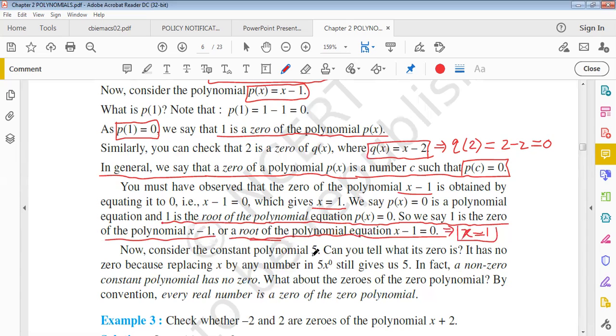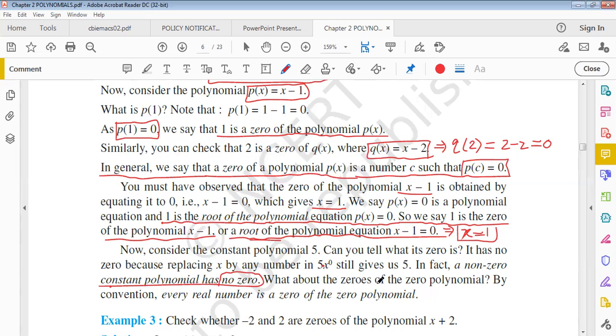Now consider the constant polynomial. Suppose कोई वैल्यू कांस्टेंट दी है, suppose 5 is there. Can you tell what is the zero of it? इसका जीरो क्या होगा? It has no zero because of replacing x by any number in it. तो इसको ऐसा लिख सकते हैं 5 into x to the power 0. Now what is the value of x to the power 0? It is 1. Still it gives us 5. In fact, a non-zero constant polynomial has no zero. अगर कोई आपके पास non-zero constant है तो उसका कोई भी जीरो नहीं होगा.